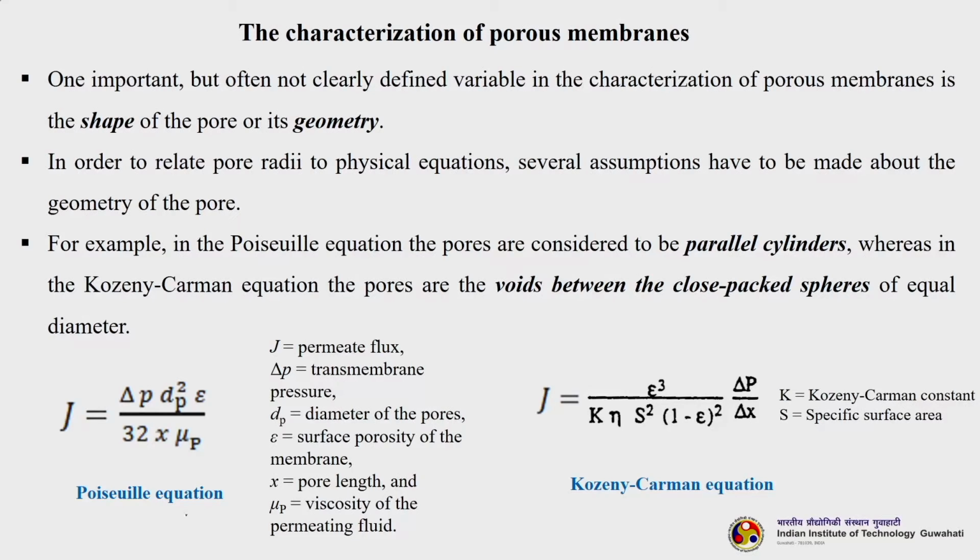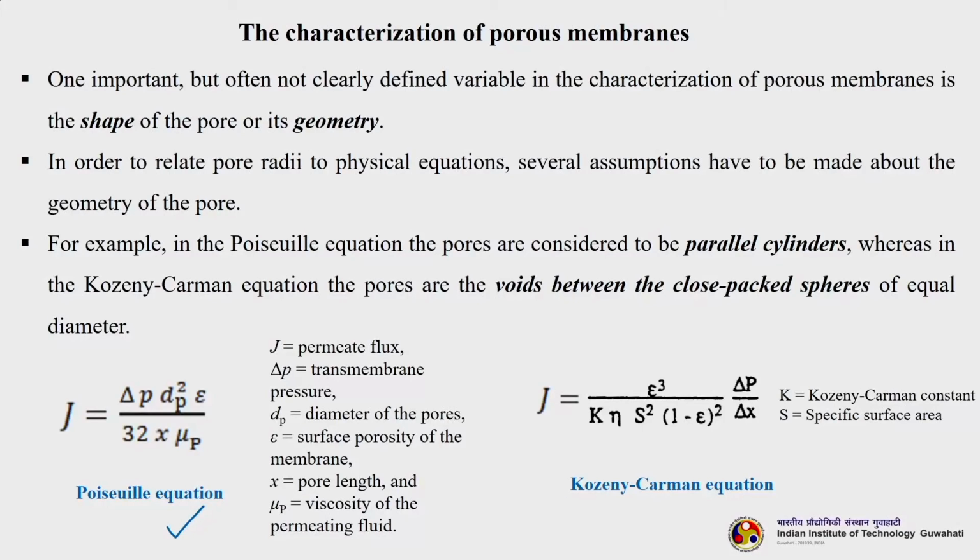So, here is the Hagen-Poiseuille equation. Flux equals delta P dP square epsilon over 32 x mu p. J is the permeate flux here. Delta P is the transmembrane pressure that is applied across, dP is the diameter of the pores which we want to find out, epsilon is the surface porosity of the membrane. Understand that it is the surface porosity, so do not confuse it with the volume porosity. And x is the pore length and mu p is the viscosity of the permeating fluid.